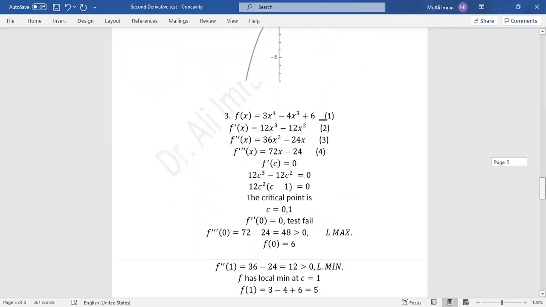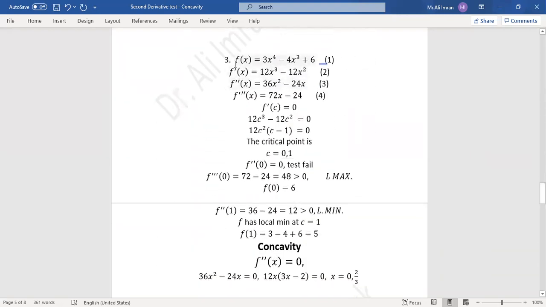Now let's do another question. Question number 3. F of x is equal to 3x to the power 4 minus 4x cubed plus 6. This is labeled as equation number 1. First of all, we will find the first derivative, which is equal to 12x cubed minus 12x square. Second derivative is 36x square minus 24x. And we will use a third derivative test. F triple prime of x is equal to 72x minus 24.